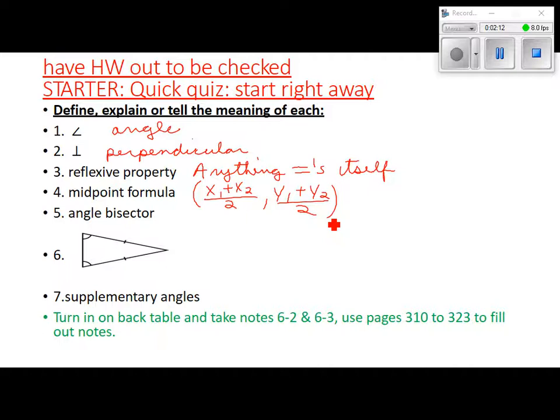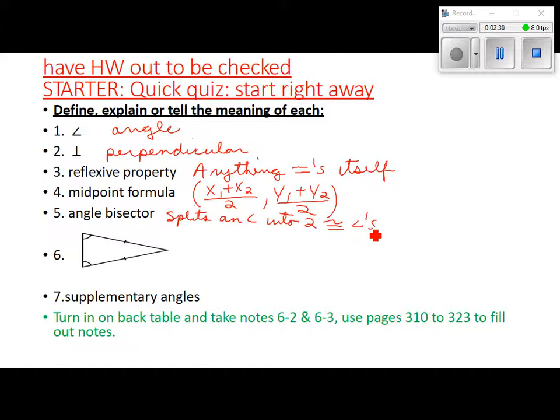Angle bisector. What's an angle bisector? It's a ray that cuts an angle into congruent pieces. All right, it should say ray, I don't care so much. It splits an angle into two congruent angles.